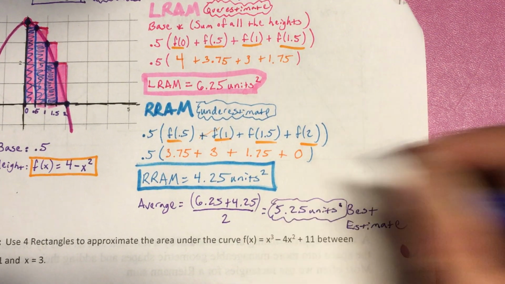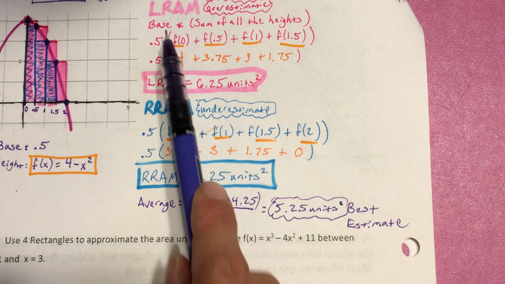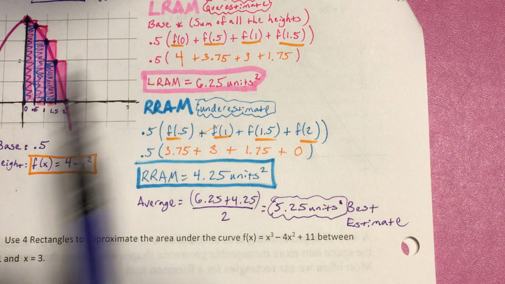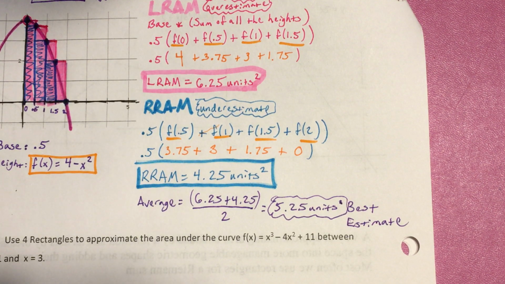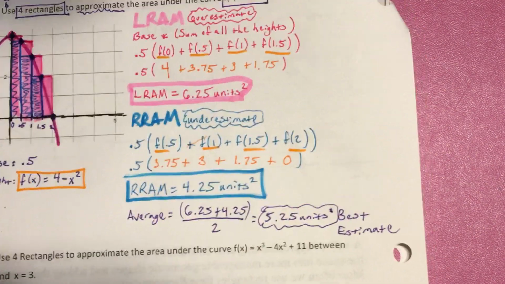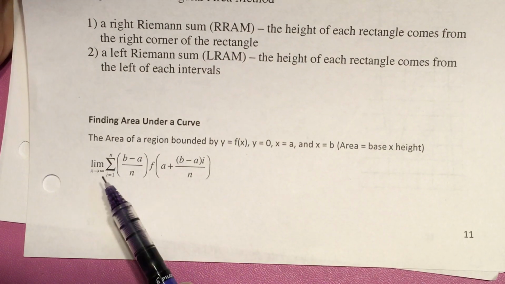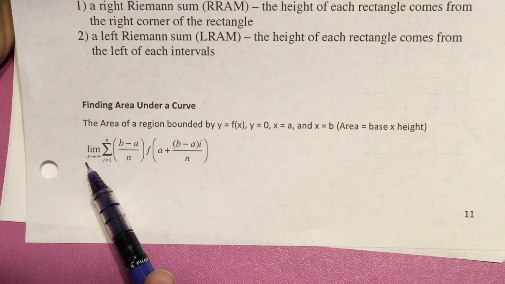Now, in most of these problems, we're not going to be looking for the best estimate. We're just going to be finding both LRAM and RRAM, or one or the other. And again, folks, all of what we are doing here is an approximation, but in calculus, what you will be doing is using this nasty little formula that we already talked about, using limits to find the limit as the number of rectangles approaches infinity. So again, using limits to find an exact value.